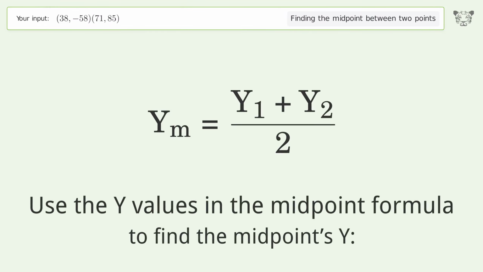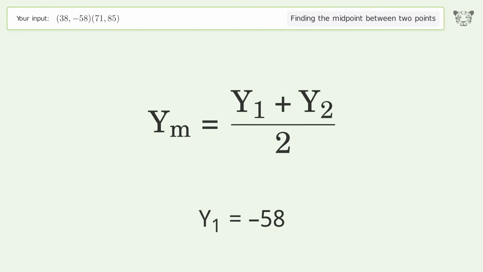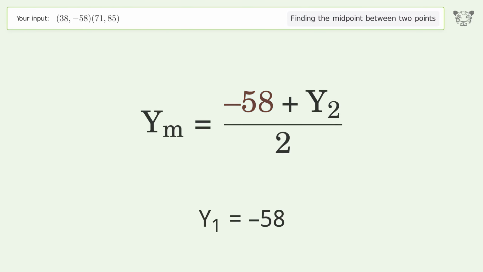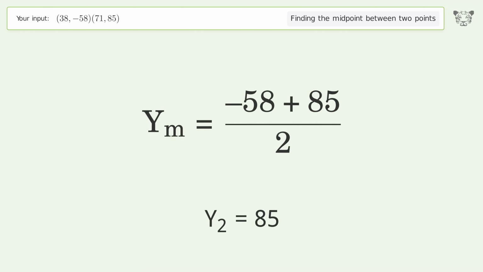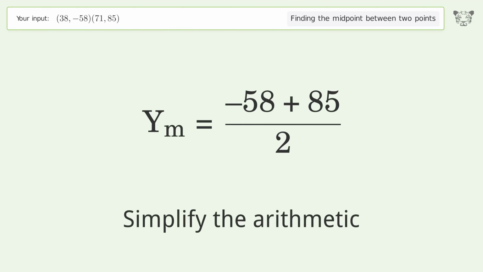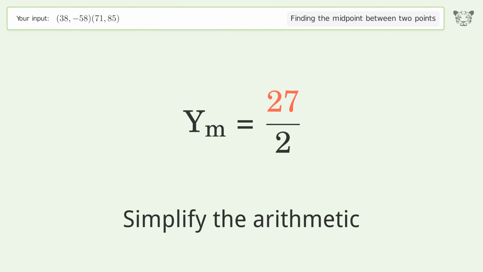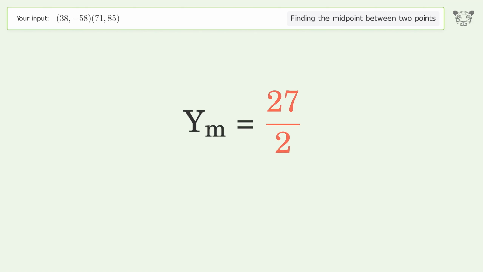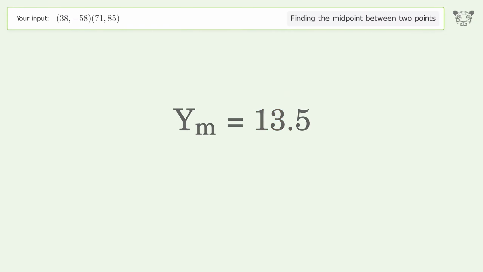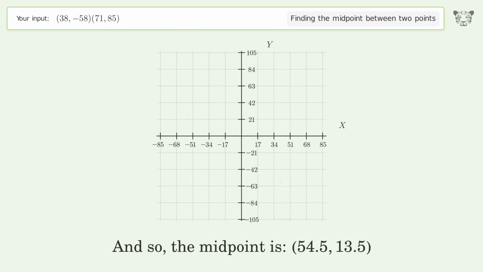Use the y values in the midpoint formula to find the midpoint's y. y1 equals negative 58. y2 equals 85. Simplify the arithmetic. And so, the midpoint is 54.5, 13.5.